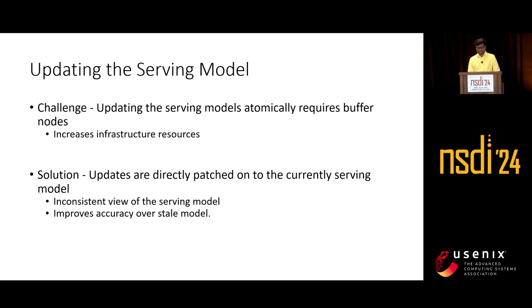Now, we will look at the challenges in updating the serving models. To atomically update the serving models and see a consistent view of the update, we may require a buffer node along with the currently serving node. However, this increases the serving infrastructure. So, we explore directly patching the frequent updates onto the currently serving model to avoid using the buffer nodes.